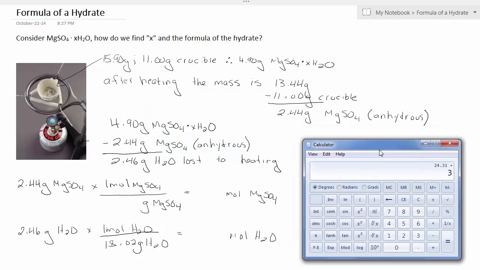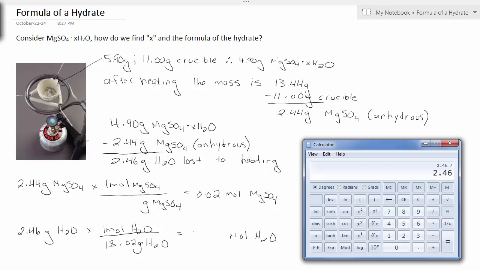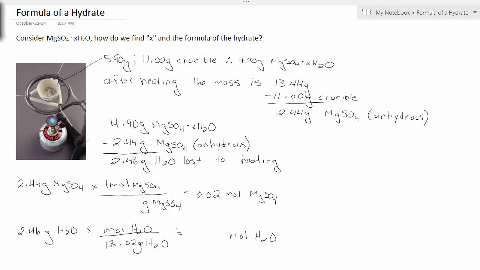So first we'll get the molar mass of magnesium sulfate. So we'll take 2.44 divided by the molar mass of magnesium sulfate, which gives 0.02 moles. And then we'll run the same type of calculation for water, so 2.46 divided by the molar mass of water is 0.14. So write this value in, 0.14.